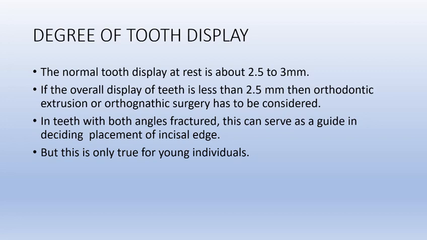Degree of tooth display. A normal tooth display at rest is about 2.5 to 3 mm. If the overall display of teeth is less than 2.5 mm, then orthodontic extrusion or orthognathic surgery has to be considered. If teeth are worn or fractured, this can serve as a guide in deciding placement of the incisal edge. But this is only true for young individuals.